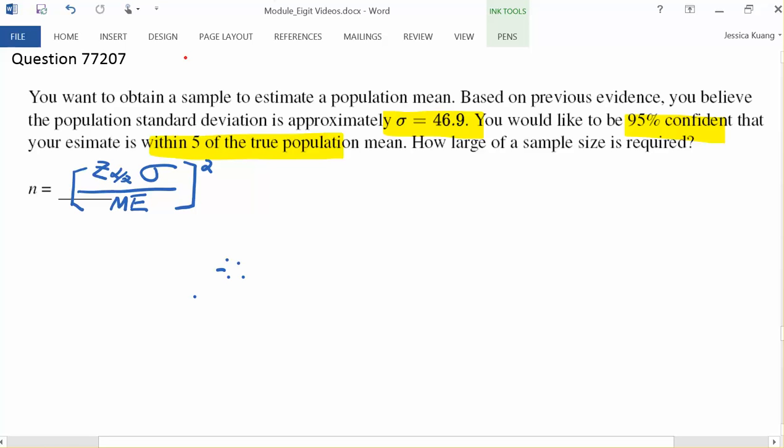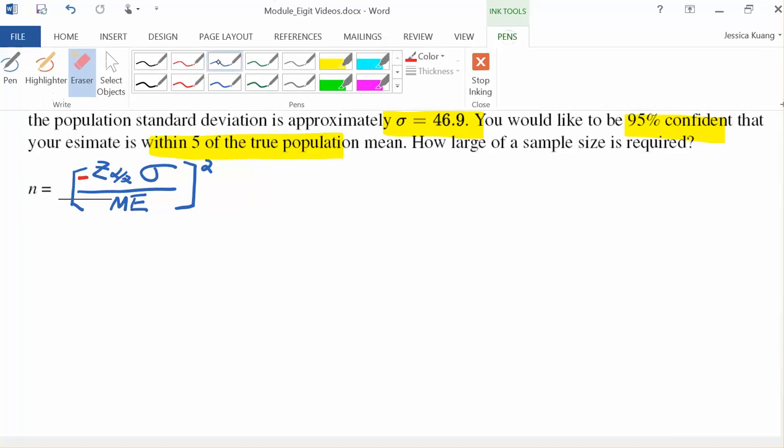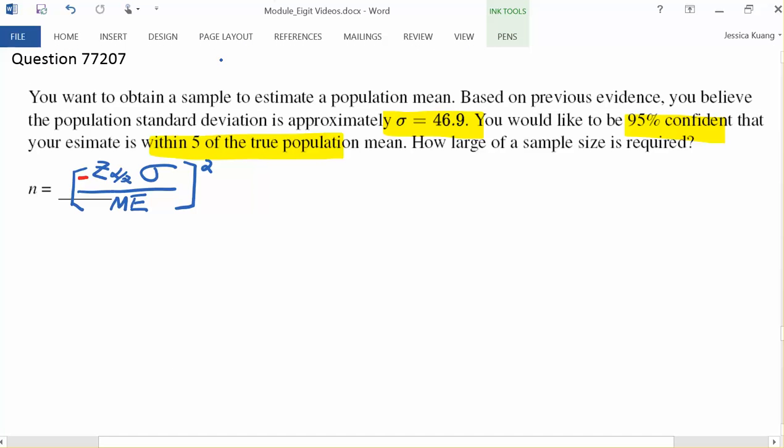However, I'm going to modify this formula just a little bit. I'm going to put a negative sign in front of Z alpha over 2. It won't change anything, because when you square it, the negative sign goes away. But why do I do that? I'll explain it in a minute.